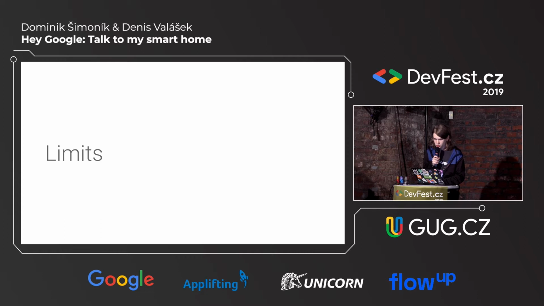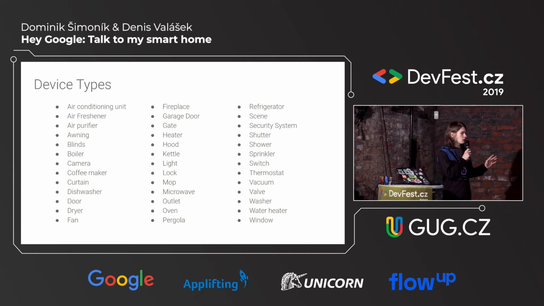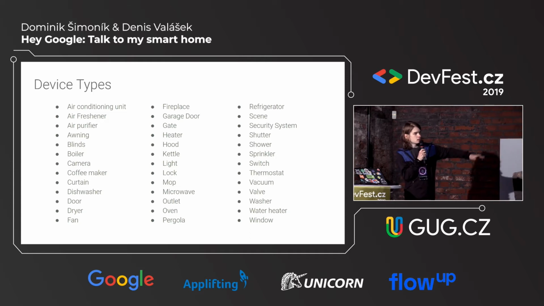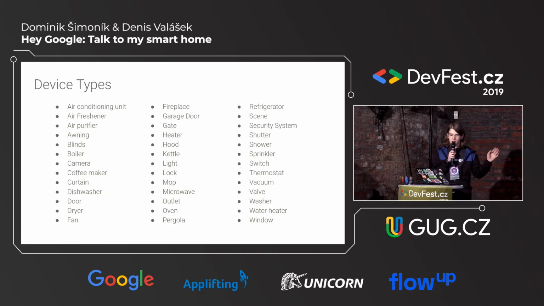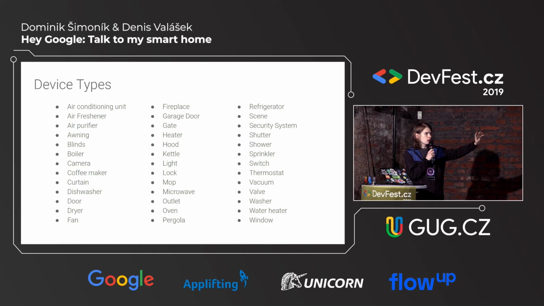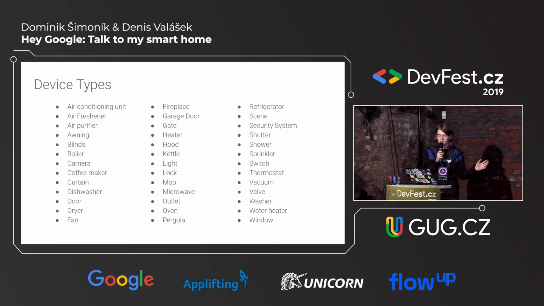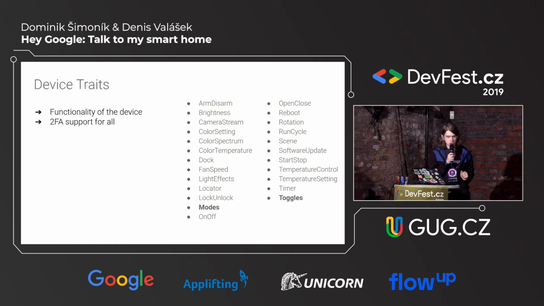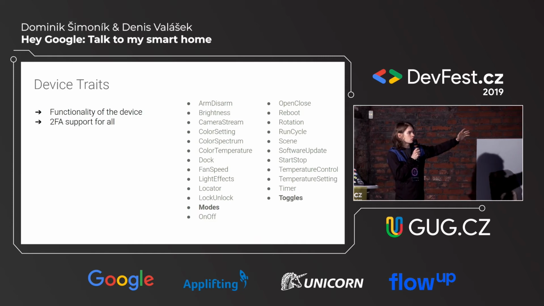For now, Google Assistant supports these types of devices. So if your device is in this list, you are pretty much good to go. These are one type of requirement. So this will make your icon, for example, and it will suggest some traits that you can use. Traits are like functions of your device, and they are limited here. So it's pretty much self-explanatory.